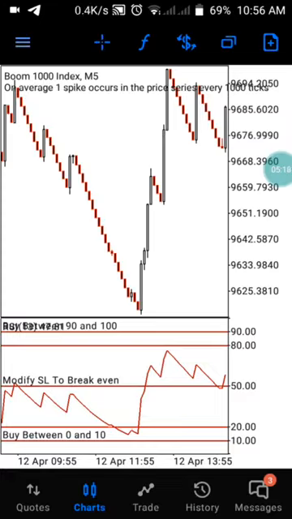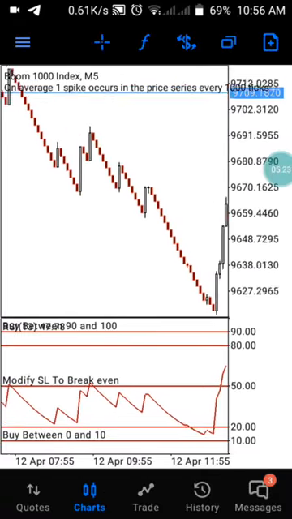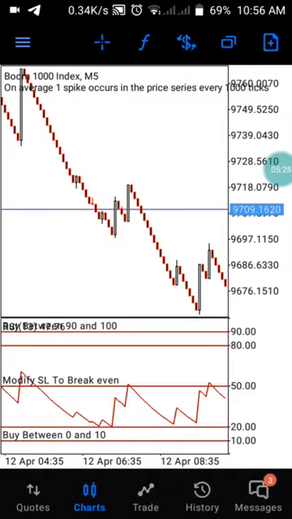Even if it's just 2 times you can catch a trade every day, then that is best for you. So this strategy works on Boom 1000, and it also works on Crash 1000. And I'm using the third zoom level. If you are asking for the zoom level, I'm using the third zoom level.